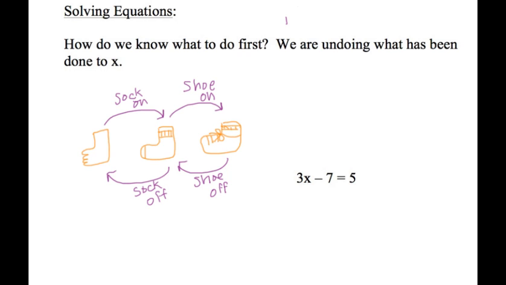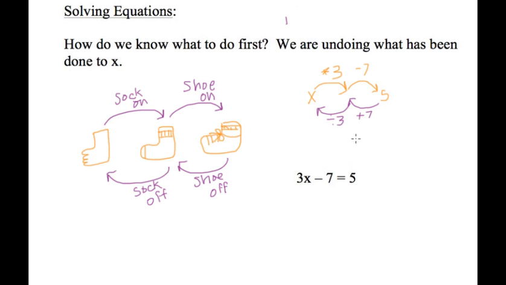So if we think of this the same way, we had an x. What's the first thing, order of operation, that happened to that x? Well, it got times by 3. And then order of operation would tell us that we would subtract 7 next, and that would leave us with 5. So to undo this, we're going to undo things in the opposite order. So first we'll add 7, and then we'll divide by 3.